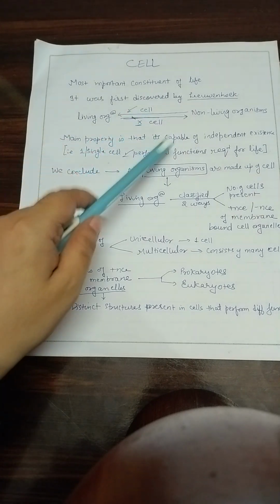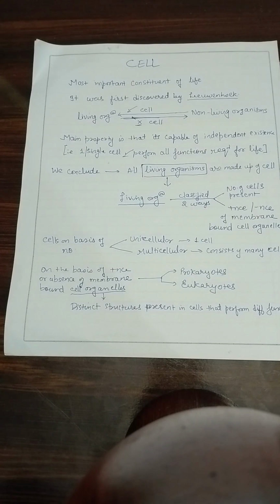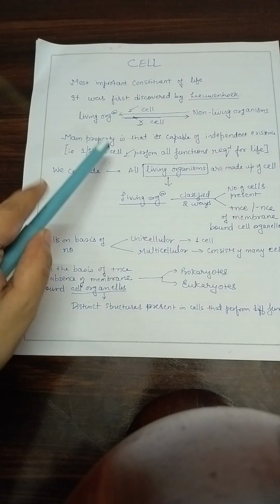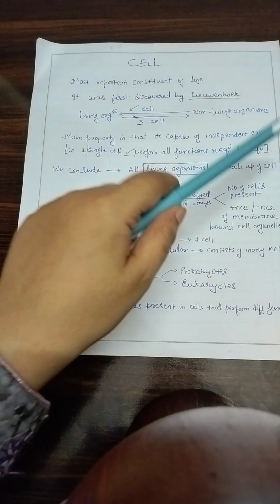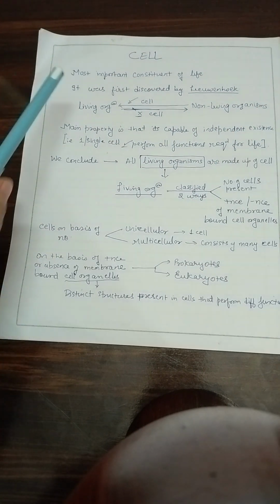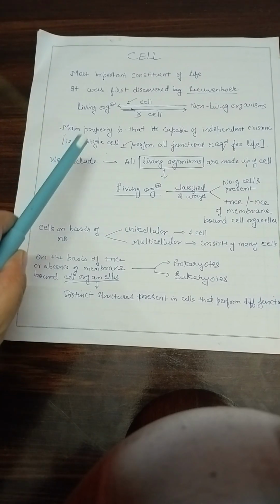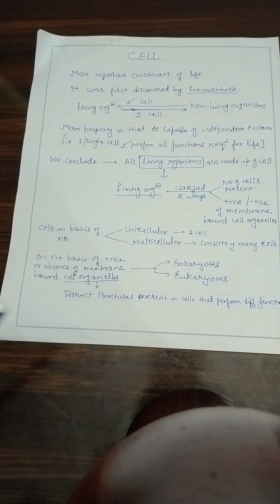Now, the main property of these cells is that they are capable of independent existence. Now, what does that mean? This means that even a single cell can perform all the functions that are required for life, or that are required for the existence of an organism. So, from all these points, we conclude that all living organisms are made up of cells.